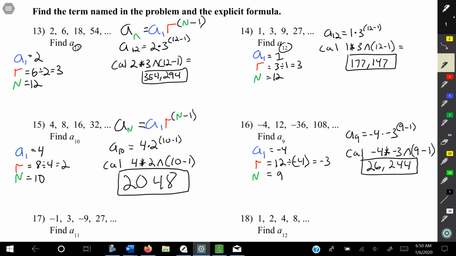Okay, so this is how you use a geometric sequence to find an nth term.